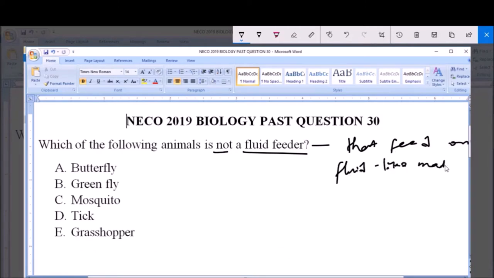fluid-like materials. That's for their essential nutrients.